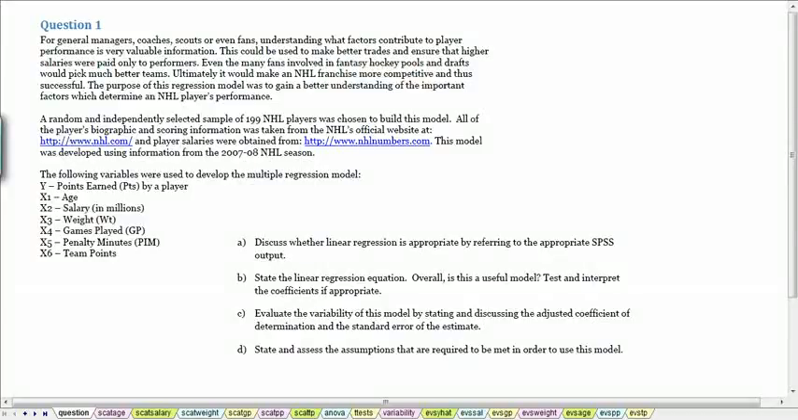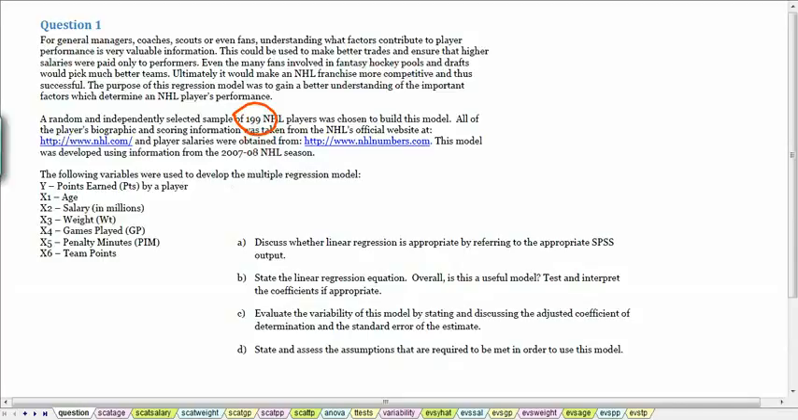We're looking at question 1 from problem set 8, and this is a problem building a multiple regression model to try and understand what factors contribute to an NHL player's performance. And of course, this kind of information could be used to make better trades, ensure higher salaries were paid only to performers. So we got the information from the NHL website, and we got 199 randomly chosen players.